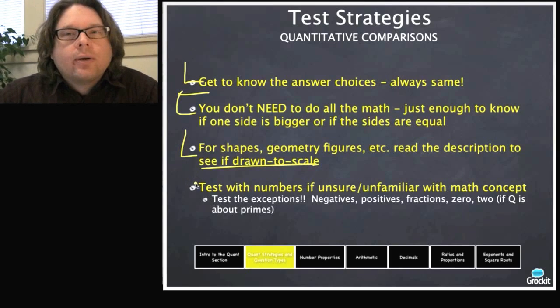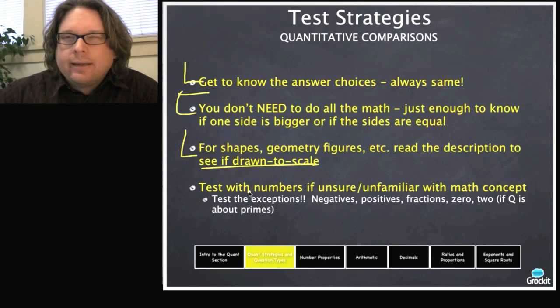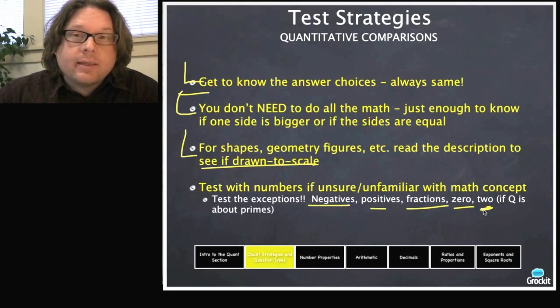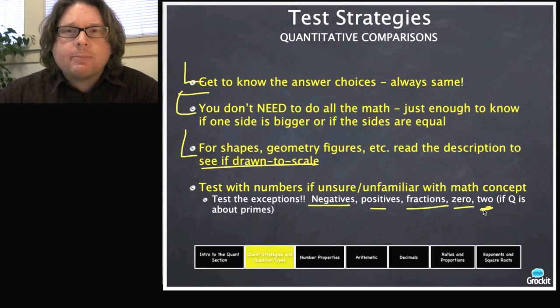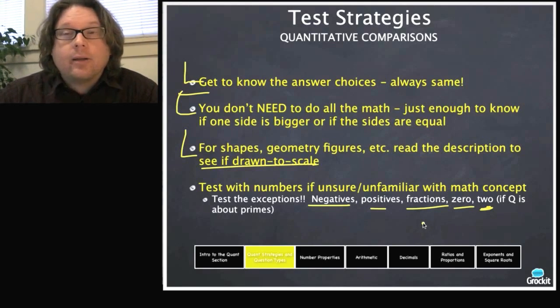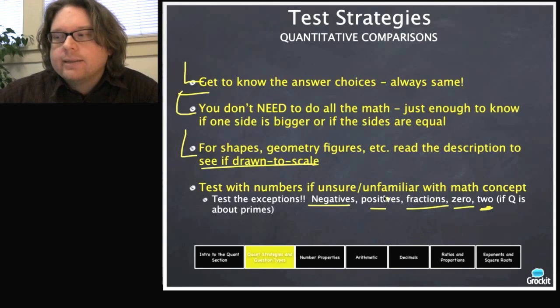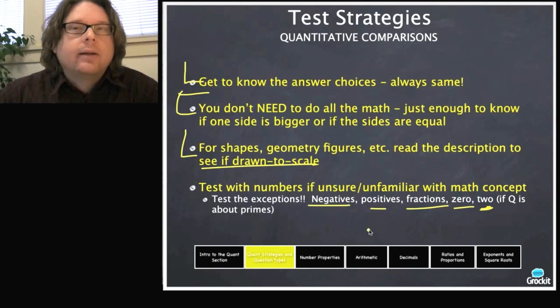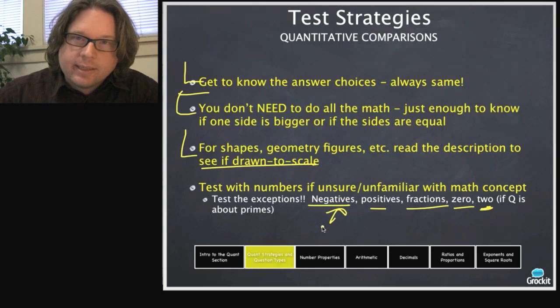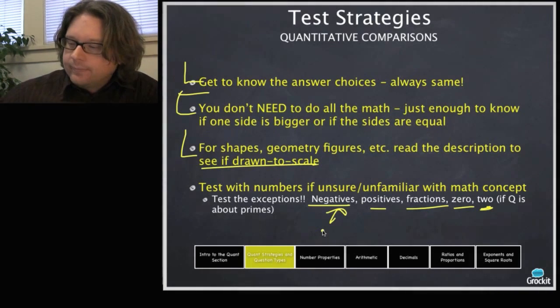And then if you're unsure, test with the sort of things that break given statements. So negatives, positives, fractions, 0, and 2, if it's a question about primes, are all things that can be exceptions to the rules. And if you're trying to determine whether column A or column B is always greater than the other one, testing the exceptions helps you make sure. There could be cases where, because of these exceptions, the answer choice will be D, that it cannot be determined.